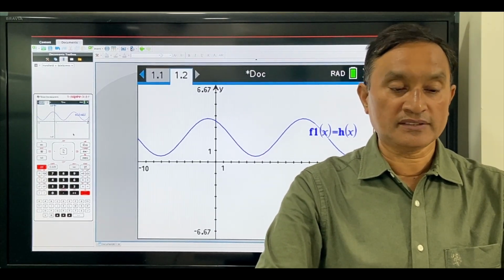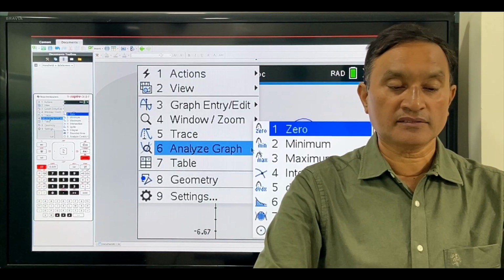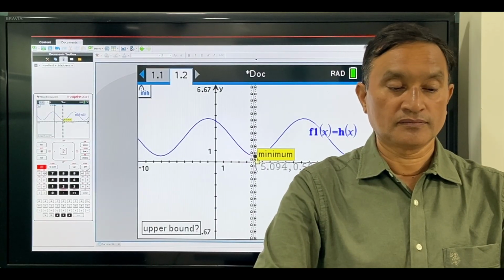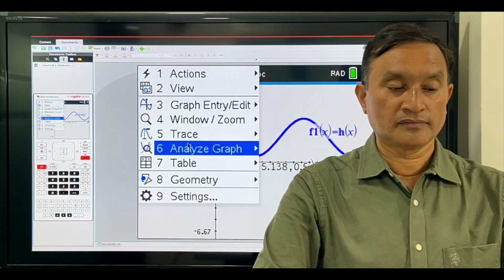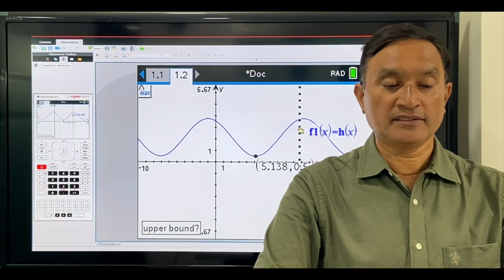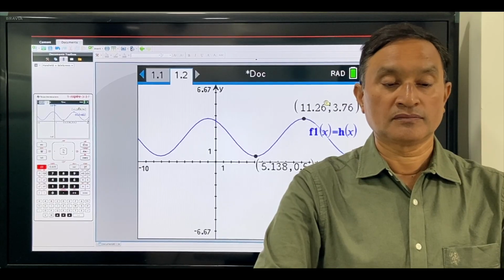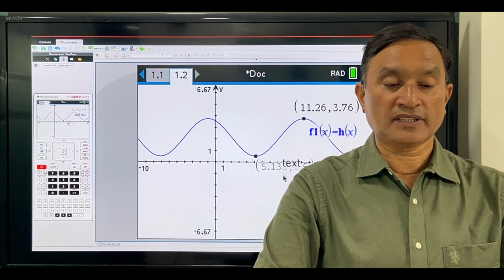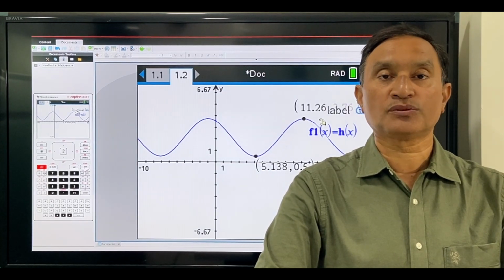Now in the question, we have to see the timing at low tide and the timing at high tide. So here the time is 5.138, while here the timing is 11.26.